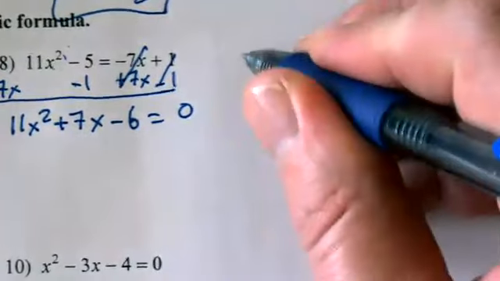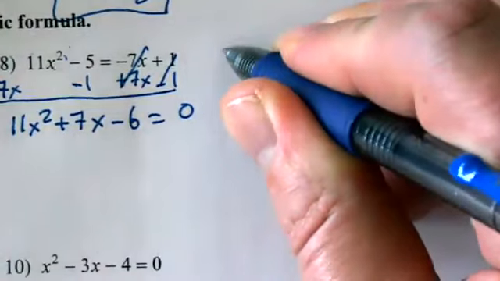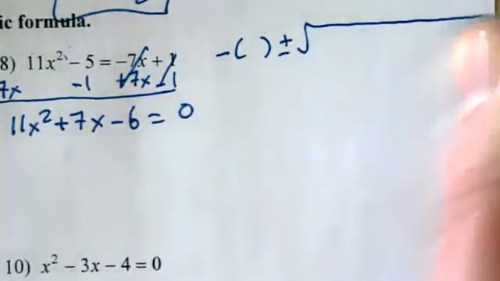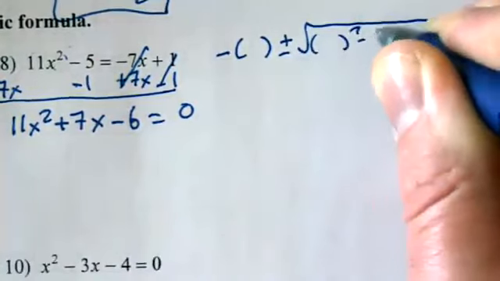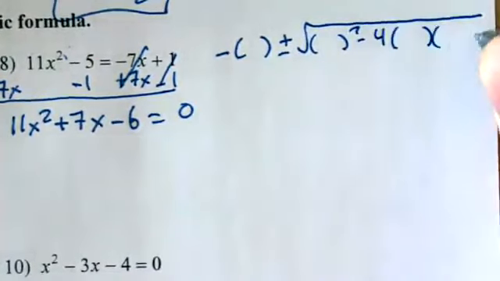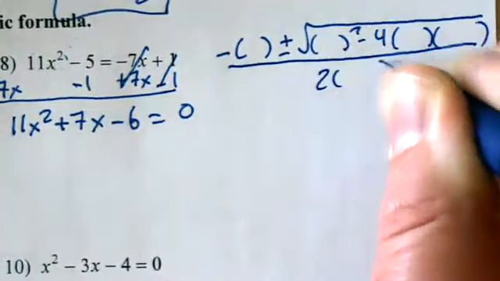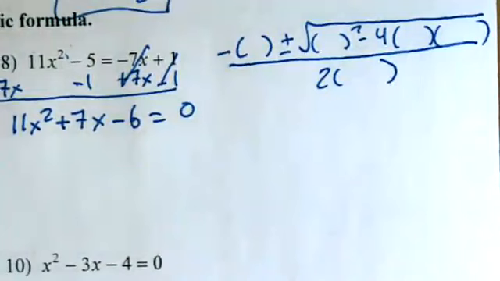So let's just jump straight to our formula. So x equals the opposite of b plus or minus the square root b squared minus 4ac, all over 2a. And let's get that 11 and that 7 and that -6 where they belong.